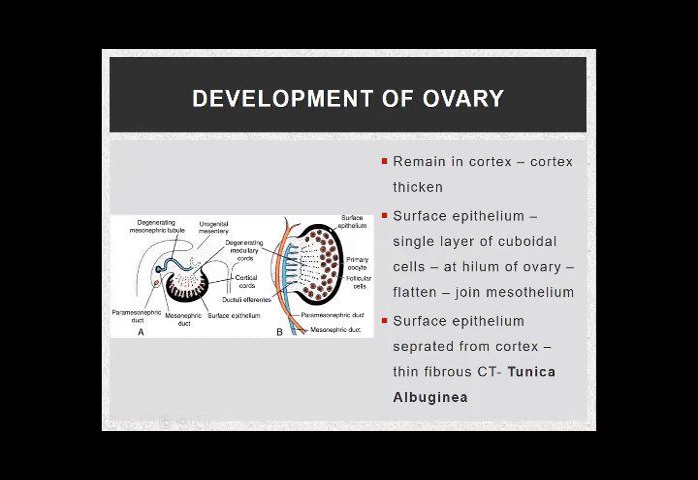So the tunica albuginea does develop in females as well, in the ovaries, but it's not as well developed and thick as we saw in the testes. In the testes, it was the tunica albuginea. Development of the tunica albuginea was the hallmark of the testes. Here it is not. Now in females, this single layer of cuboidal cells becomes continuous with the mesentery, the mesothelium of the mesovarium. We will discuss the mesovarium further ahead.